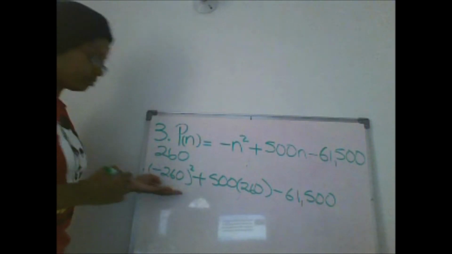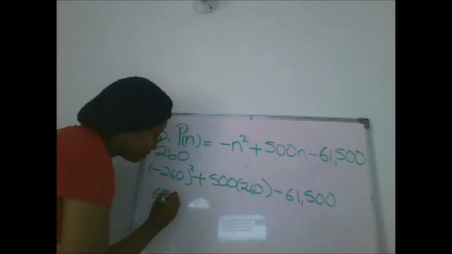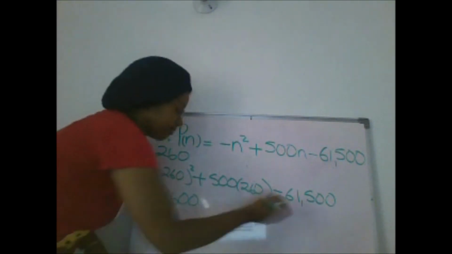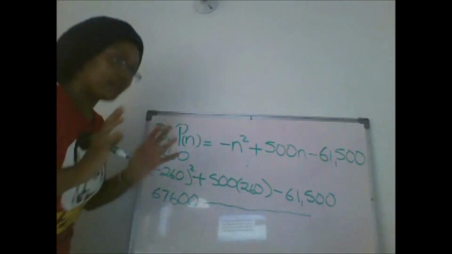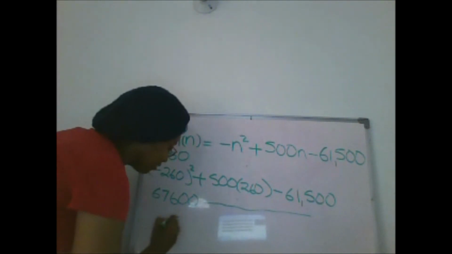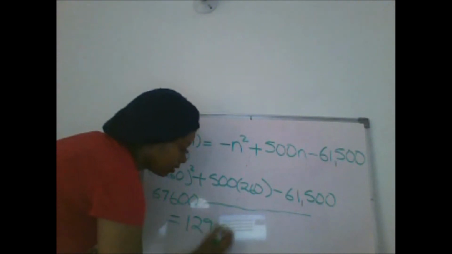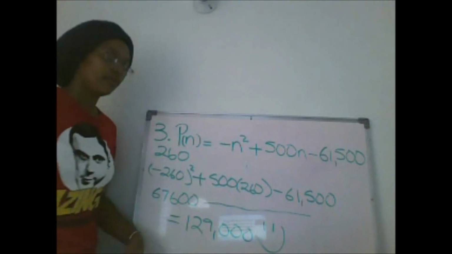So when you square this, you get 67,600. Multiply that minus that, and so on. Yeah, no, very professional. You get a grand total of 129,000 for the total. If you don't understand, just hit me up and I'll explain.